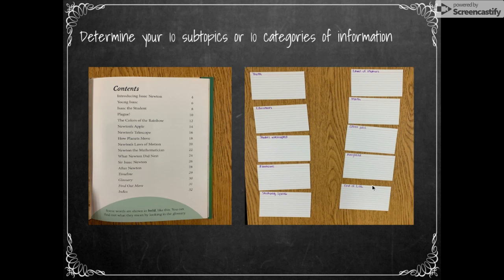So those are my 10 categories. And when I write my article, these will be my subtitles. I might change it a little bit, especially the rainbows one. I probably don't just want to put rainbows under top 10 things to know about Isaac Newton, but those are my basic ones.